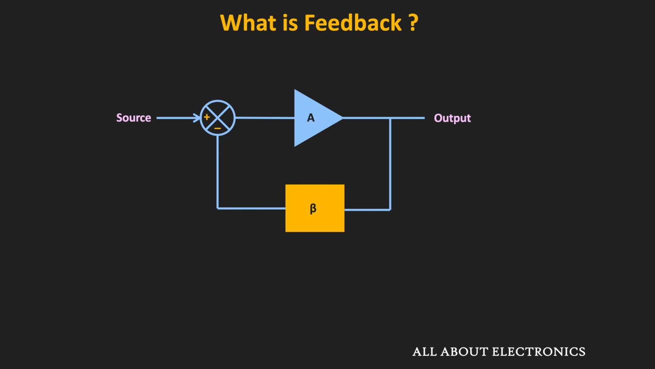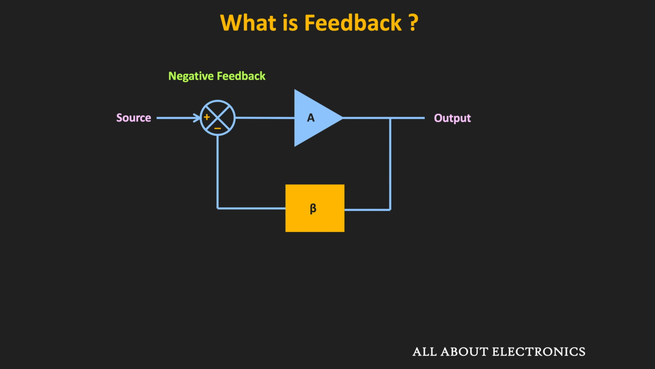Depending on whether this feedback signal is added to or subtracted from the source signal, we can have two types of feedback. If the sampled signal is subtracted from the source signal, then we have negative feedback. This type of feedback is mainly used in amplifier circuits as well as in many control circuits to improve stability.